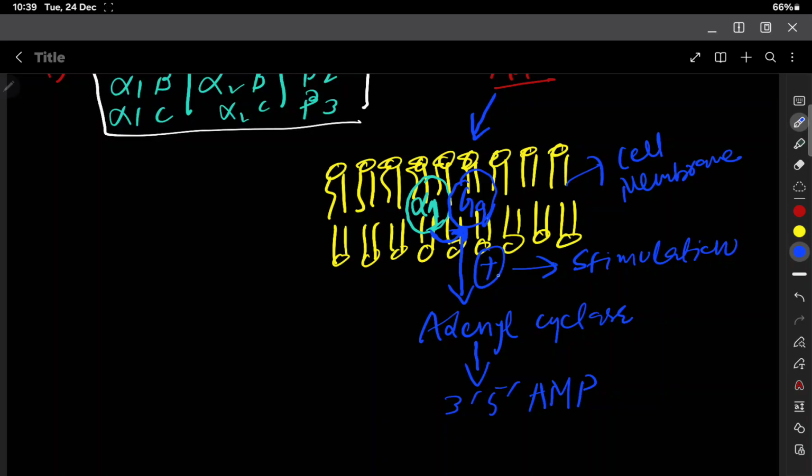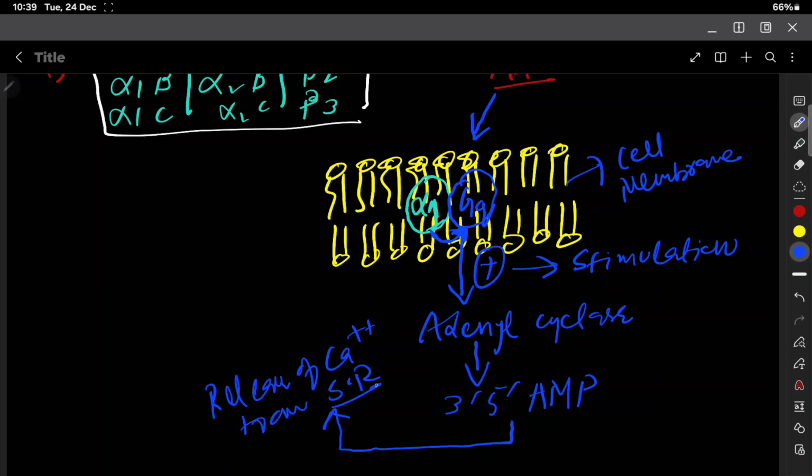Okay, then it stimulates adenyl cyclase. Adenyl cyclase will activate 3-5 AMP. When this 3-5 AMP comes inside the cell, it releases calcium from sarcoplasmic reticulum, which is present in the muscles. Okay, so this 3-5 AMP causes the release of calcium from the sarcoplasmic reticulum, and we know that calcium has a function, it causes contraction. And here I was giving the example of the heart, so it causes the contraction of heart, or I can say stimulation.